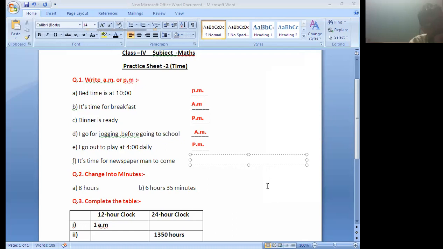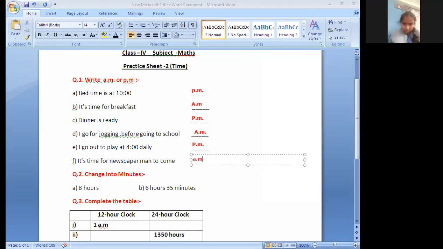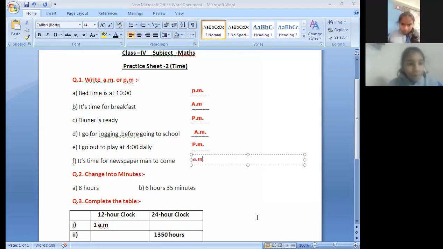Now, can you tell me the F part? Arneer, can you tell me the F part? Kinshuk, your camera is still off. Can you read the question? It's time for the newspaper man to come. So at what time does the newspaper man come? AM. It means we are talking about morning. Okay. Morning. Yes. Now we are moving to the next question.